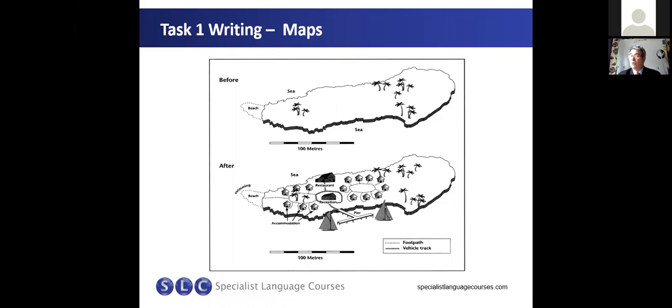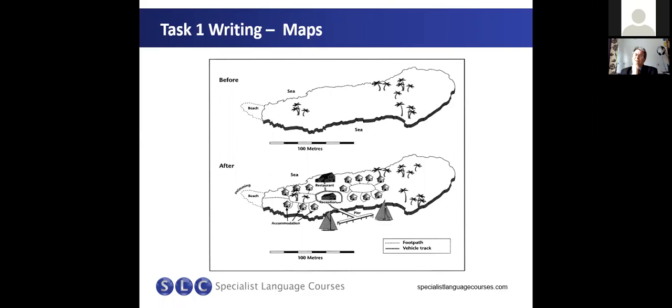So here we don't know when it was, but sometime in the past, there was nothing there. After, which we can presume is up to today, this is now, after this period of time, we have a development, a place for people to go on holiday. There's a reception, accommodation, and somewhere to eat, and something to do: beach, swimming, exploring the island, that sort of thing. And I guess there's vehicles on the island because it says vehicle track, so there must be some sort of transport to get you around.